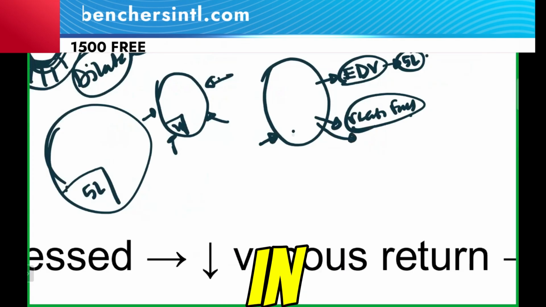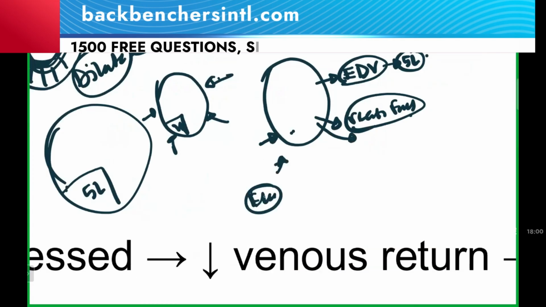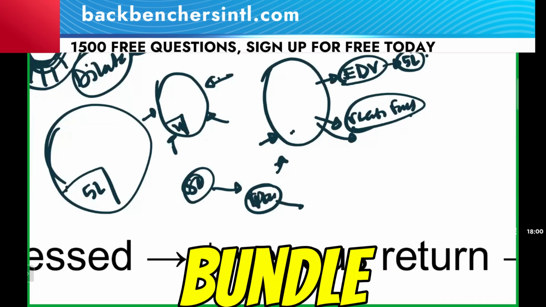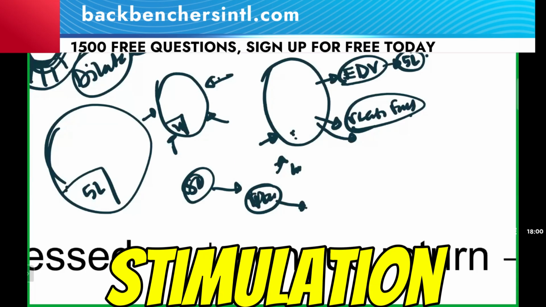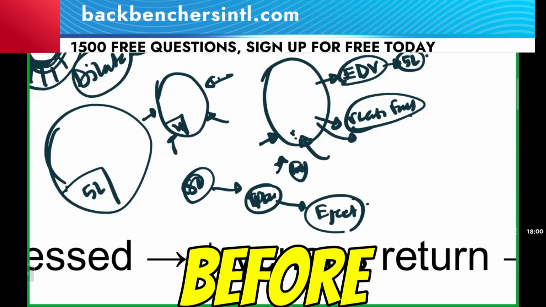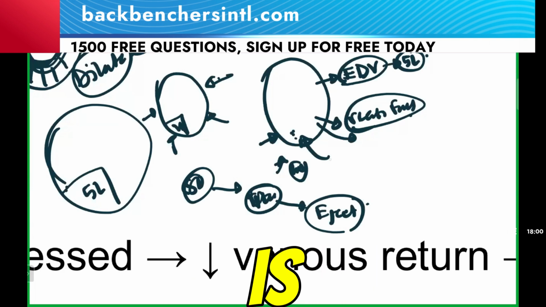So let's say in that place, second stimulation, the SA node sends an electrical stimulation, then the AV node, then the bundle of His, and the second electrical stimulation comes that you have to eject. So before ejection, the amount of blood we have is now 2 liters.